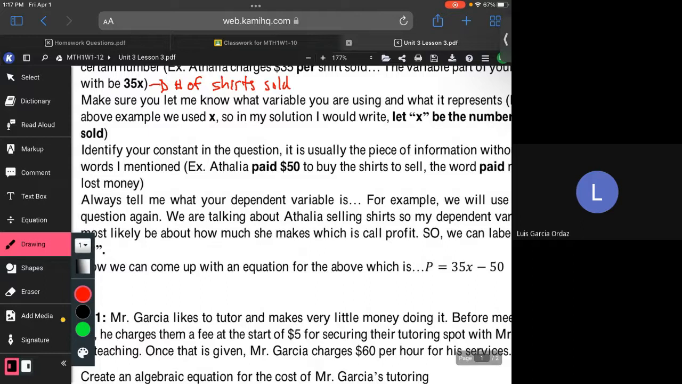Now, you have to identify your constant. So, guys, what is my constant again? What is a constant? Kareem. A number that doesn't change. Yeah, a number that doesn't change and a number that has no variable with it. So just like a whole number, like 3. Yep. And it has no variable.